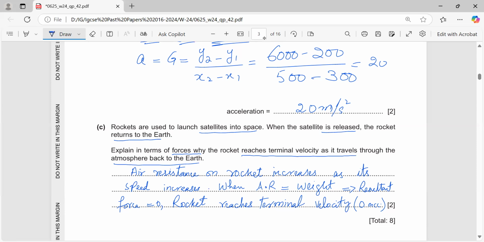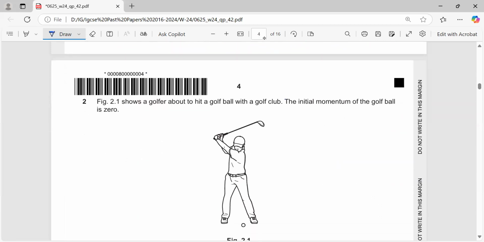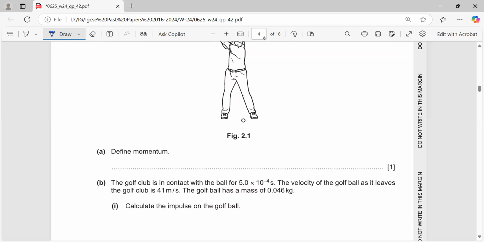Okay. Then the next question is, figure 2.1 shows a golfer about to hit a golf ball with a golf club. The initial momentum of the golf ball is 0. So PI, let me say the initial momentum is denoted by letter P, and I for initial, that is equal to 0 because the ball is at rest. Define momentum first of all. So momentum is the product of mass and velocity.